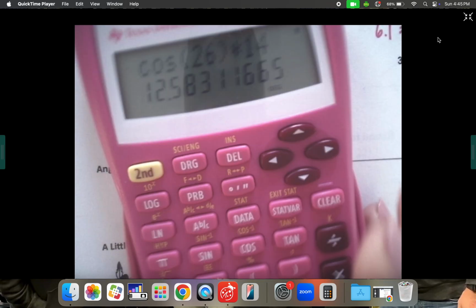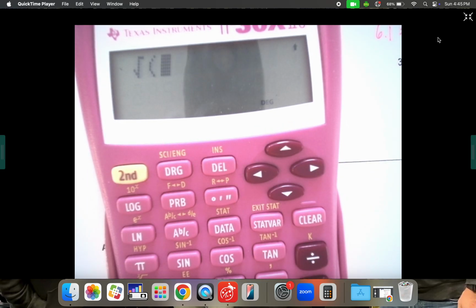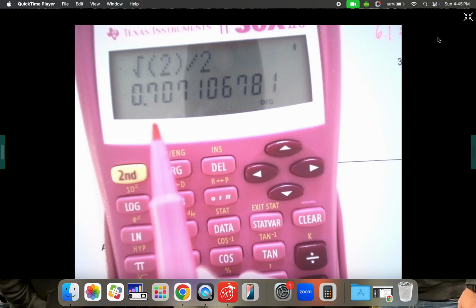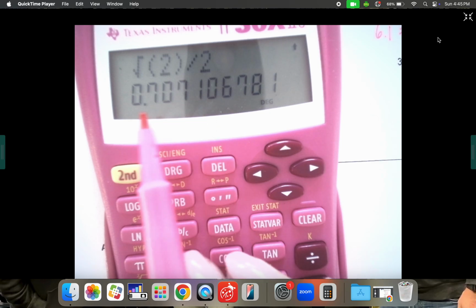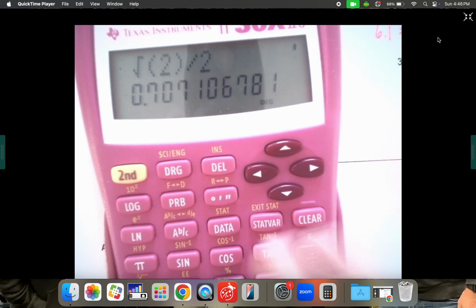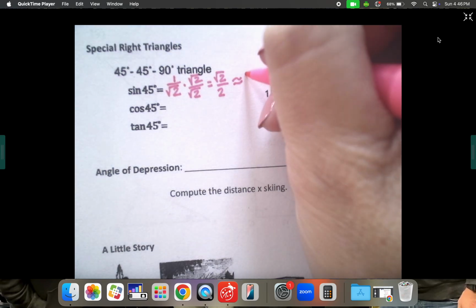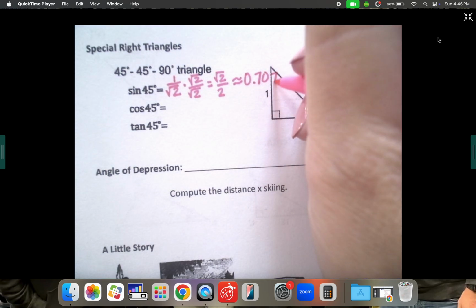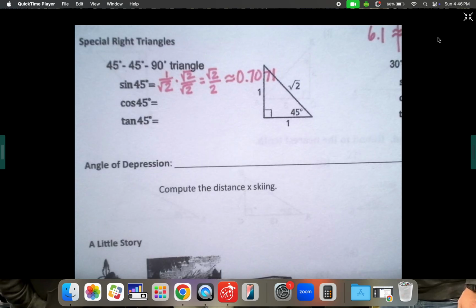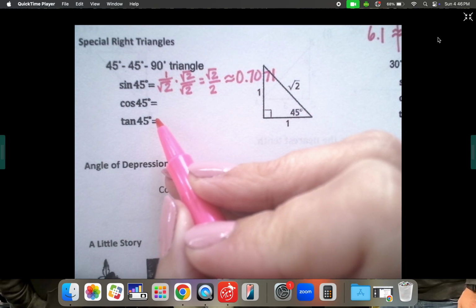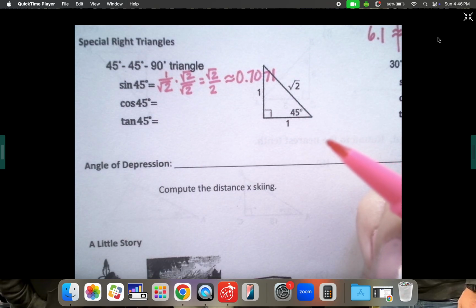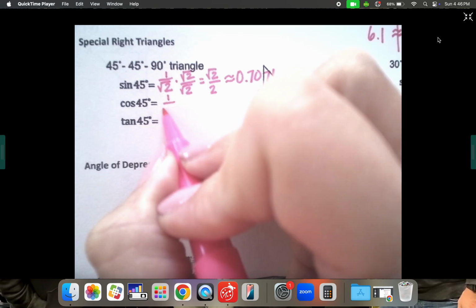It's going to be about root 2 divided by 2. We're going to go 4 decimal places out, so 0.7071. Okay, for cosine 45, it's going to also be 1 over root 2.